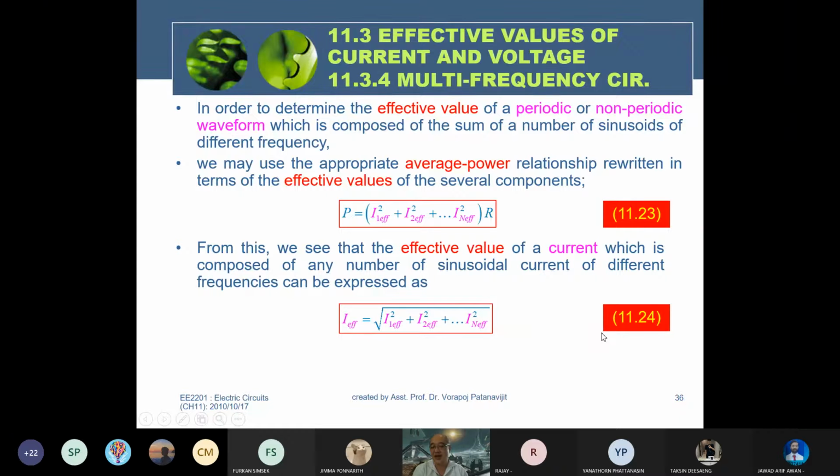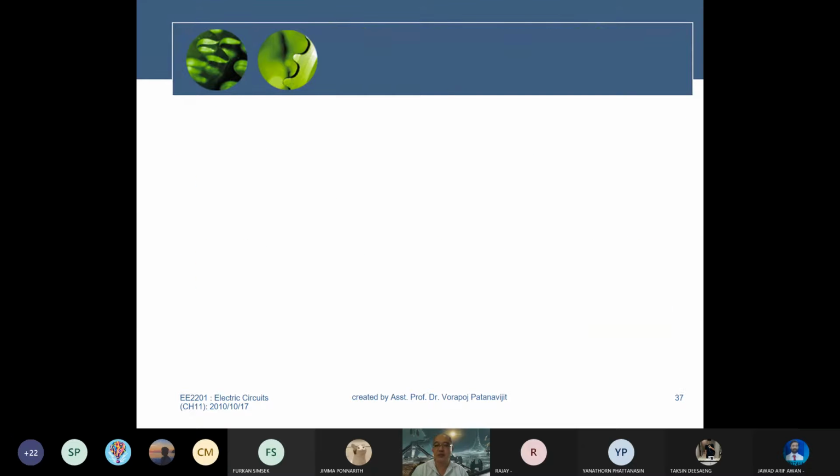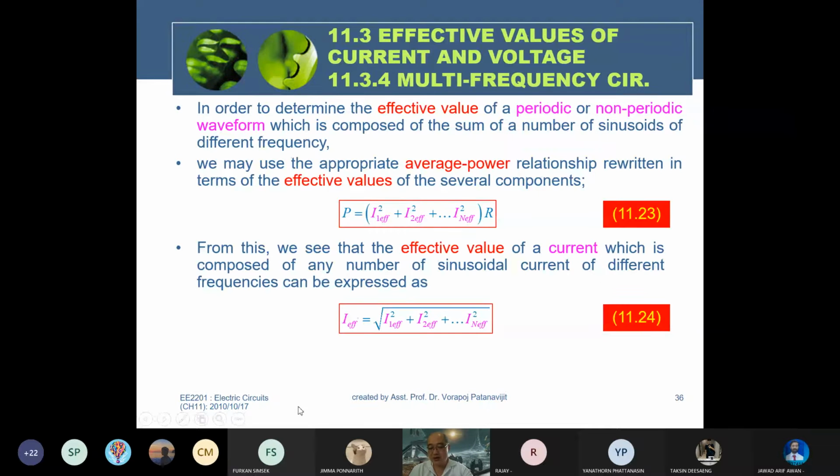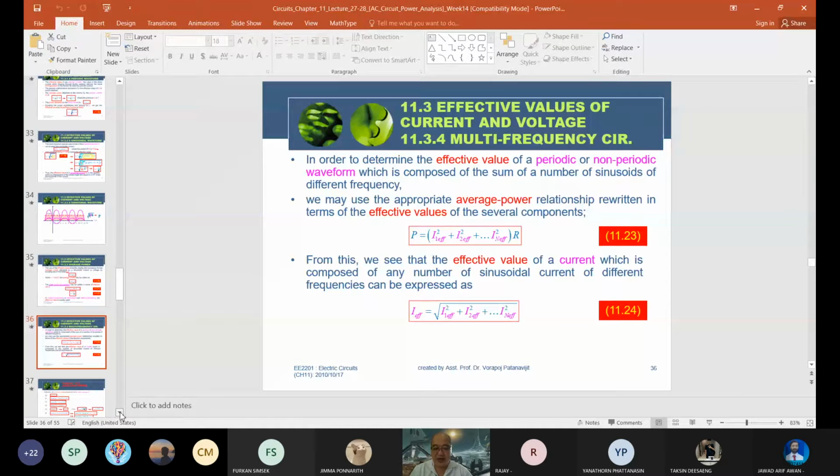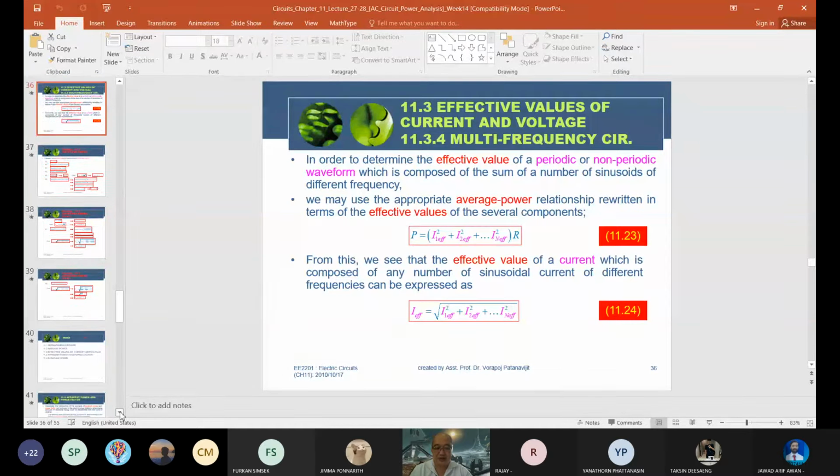From this, we see that the effective value of the current, which is composed of any number of sinusoidal currents of different frequencies, can be expressed in equation 24. Therefore, you can compute the effective value in this manner.